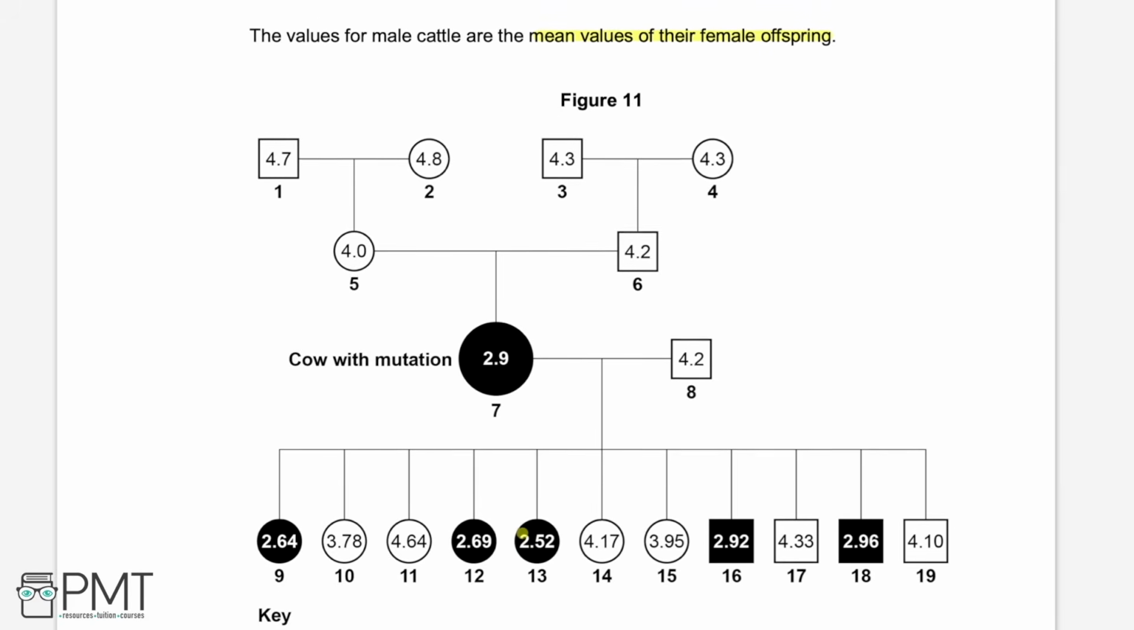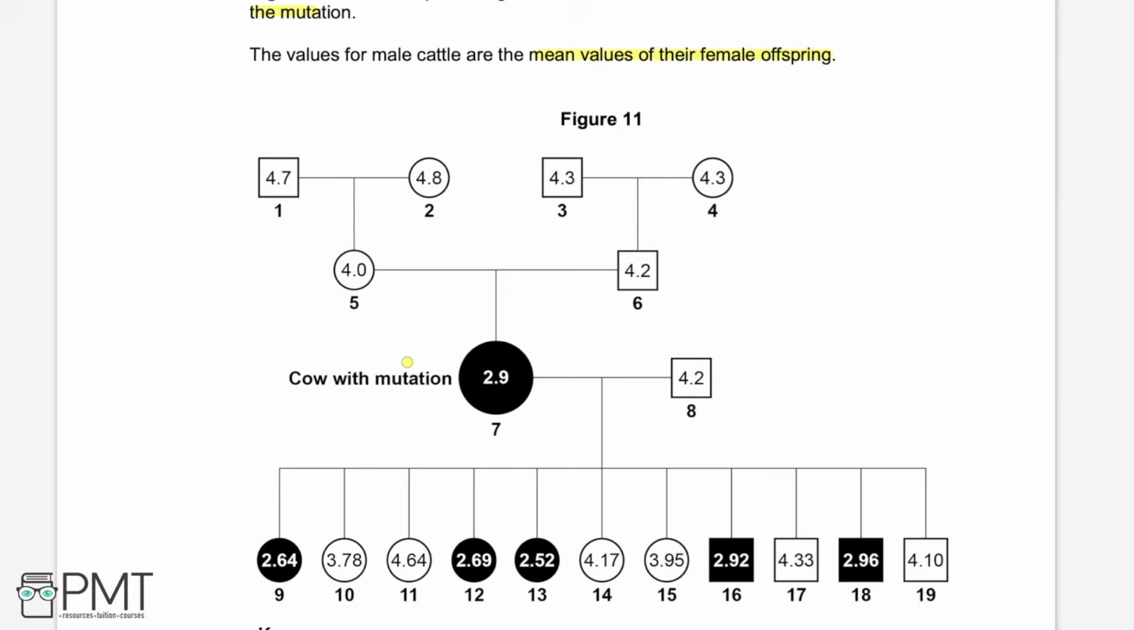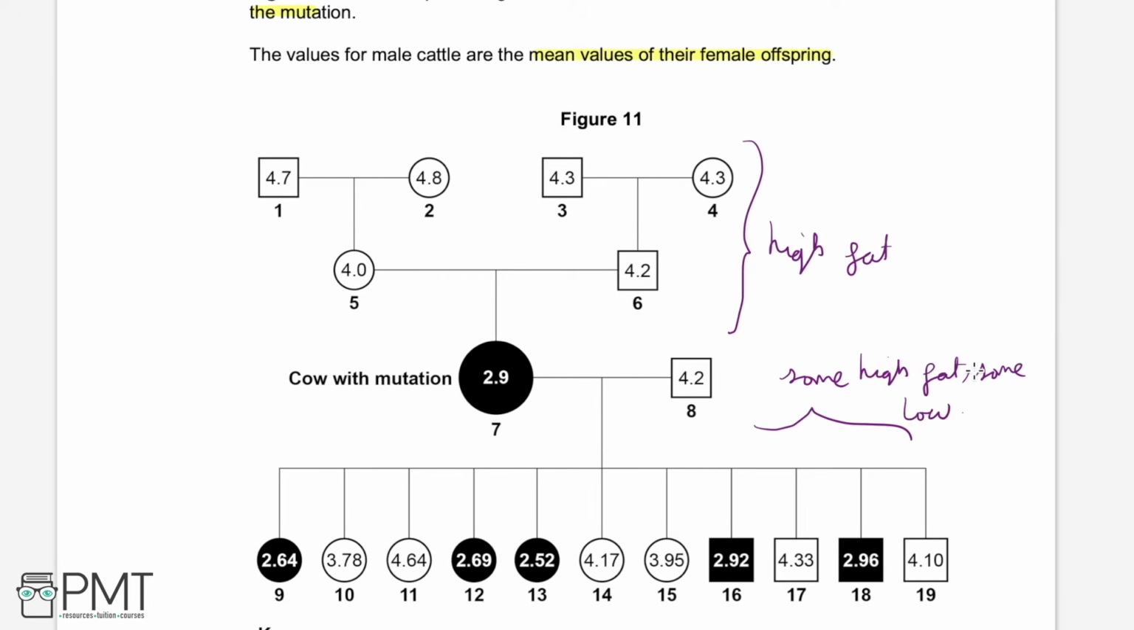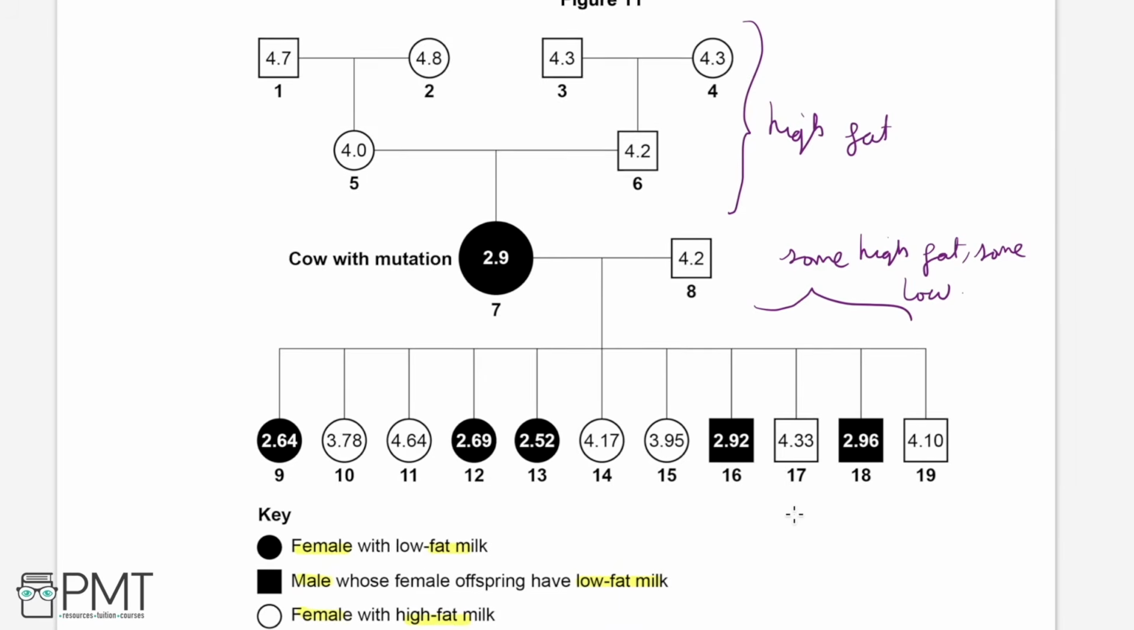Looking at the genetic pedigree, we can see that all of the individuals, 1 to 6, have high-fat milk, since it's prior to the mutation occurring in the lineage. We then see that individual 7 is the cow in which mutation occurs, which has low-fat milk. This is a female, and it mates with a male whose offspring produce generally high-fat milk. They produce a range of offspring, from 9 to 19, some of which have high-fat milk, or have offspring of high-fat milk, and others which directly, or the offspring of which, produce low-fat milk.